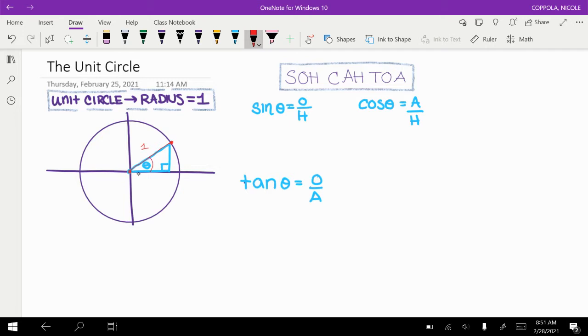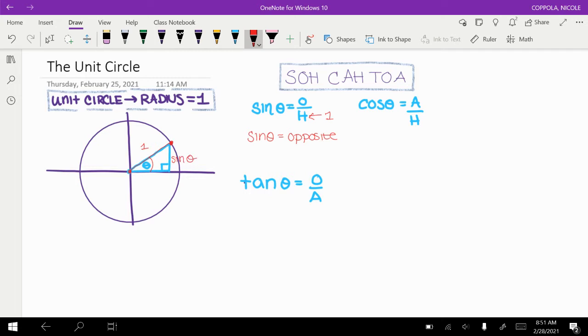So if I want to look at the sine of this angle, sine is opposite over hypotenuse. So based on my unit circle, sine of theta is the opposite, which I don't know what it is, over the hypotenuse, which is really 1. Right? So sine is equal to the opposite. I'm just going to come in here and say that this side is represented by sine of theta.